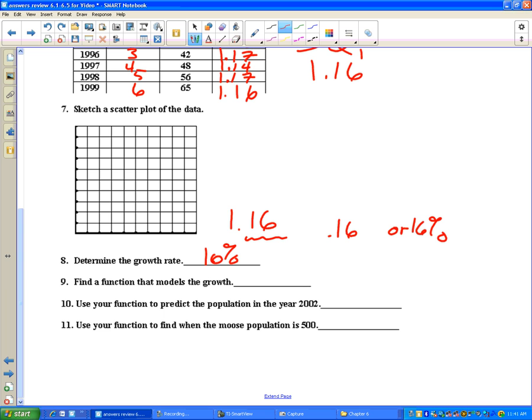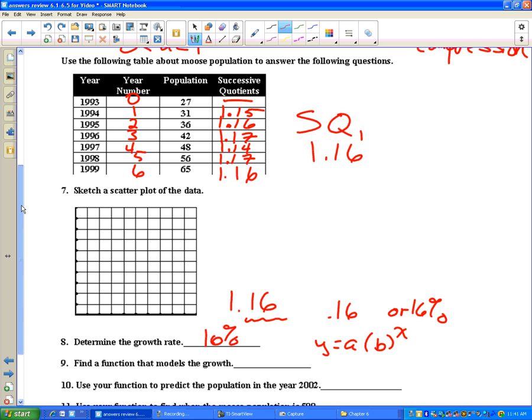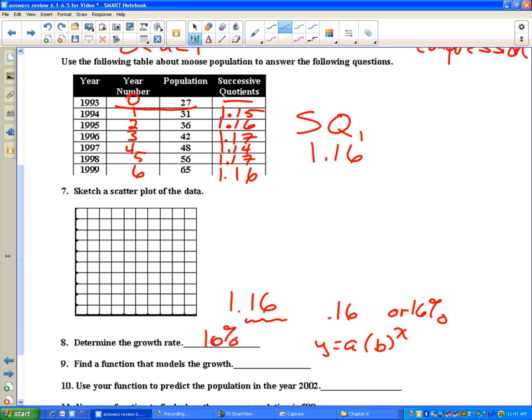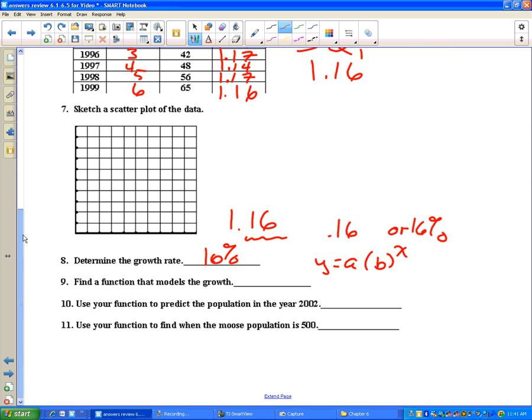Find a function that models the growth. Well, that's y is equal to a times b to the x power. A is y when x is 0. So that's going to be y is equal to 27 times my successive quotient 1.16 to the x power.